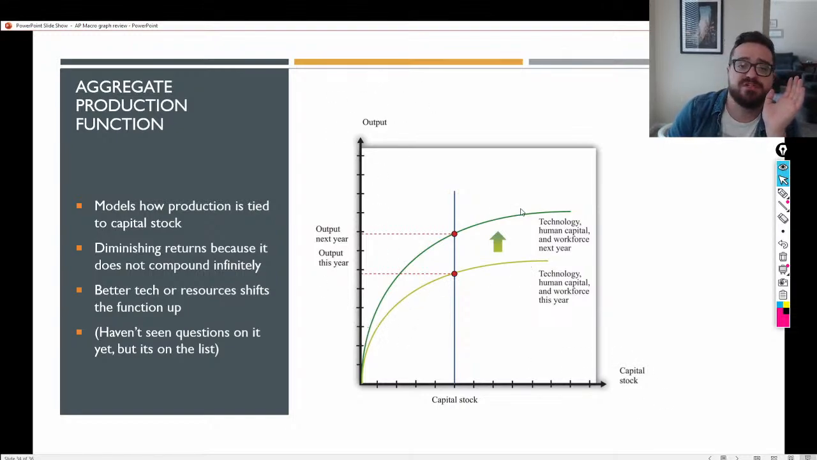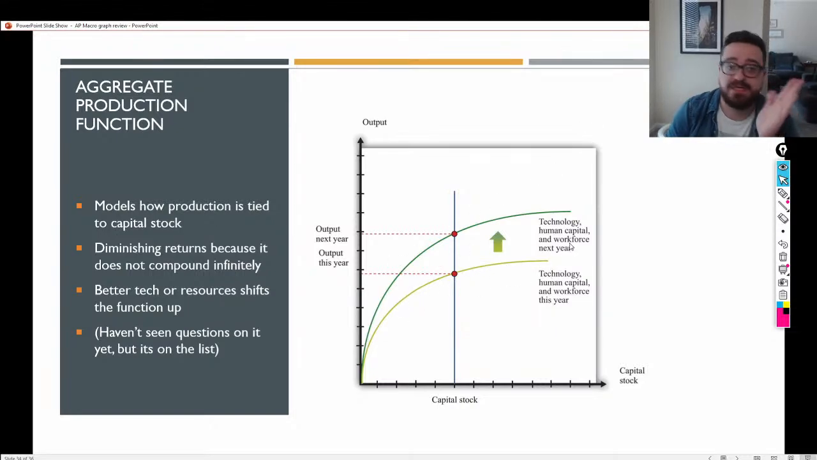This is just an example of it shifting. You don't draw both lines. It's just one line. The trend line is just there to show you that it moved up. But this curve is the actual graph itself. This initial curve: the idea is the more capital stock you've got, the more you can produce, but there is a diminishing return. It doesn't go up forever.